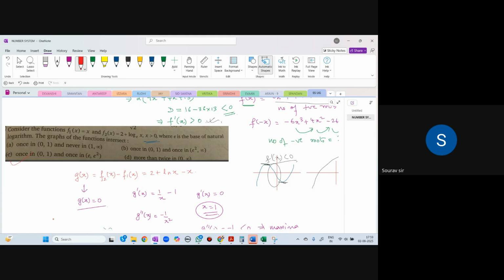I hope the concepts that I covered today are clear. In the next class, I'll cover more concepts on different types of equation solving and how to handle a mix of equations.